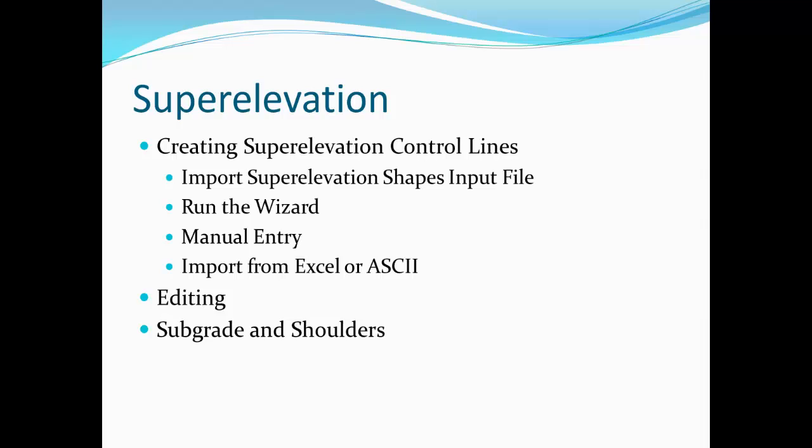It is necessary to either import an input file or run a wizard to use the superelevation tables provided in Power Geopack. It is also possible to manually create superelevation control lines and apply them to the various portions of the template based on hand calculations. Superelevation data can also be imported from Excel or ASCII files if they are formatted correctly. The choice is really up to the individual with respect to comfort and how much automation is desired.